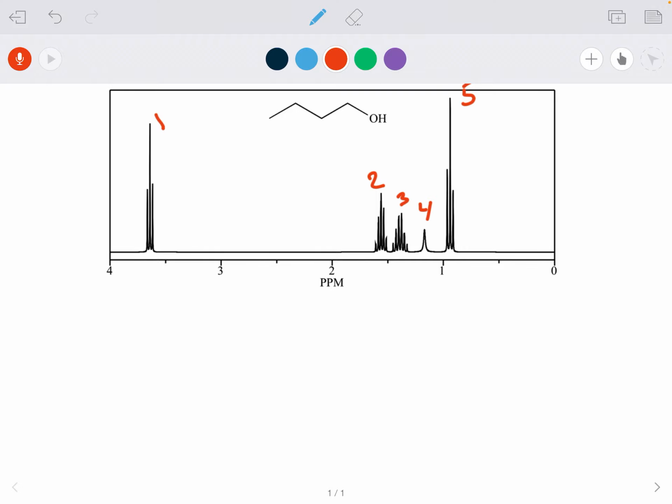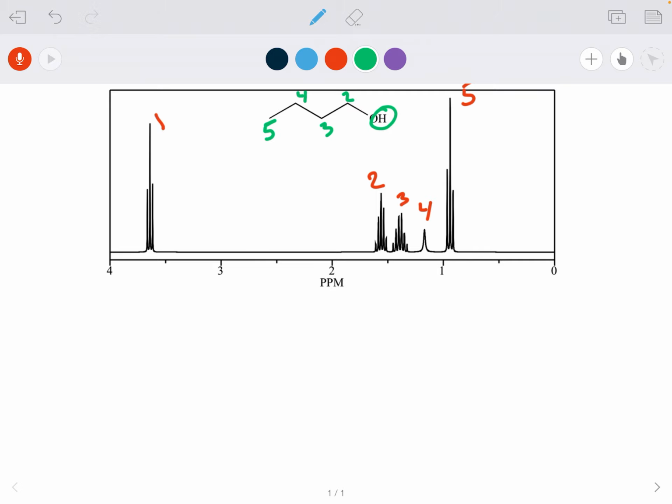Now, there are individual peaks within those signals, but that is due to splitting, which I'll talk about in my next video. Now, these 5 signals correspond to the 5 different environments that the hydrogens in this compound are in. That's one environment there, the OH. That's 2, 3, 4, and 5 different environments. And these numbers don't necessarily correspond to the numbers I've put on the spectrum. That will have to do with chemical shift, which will also come in a later video.